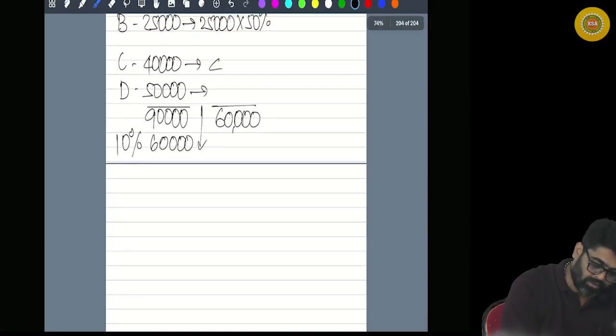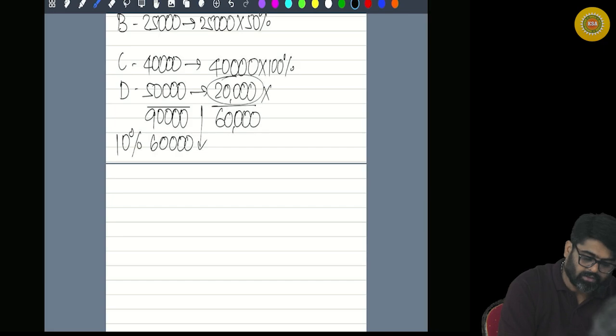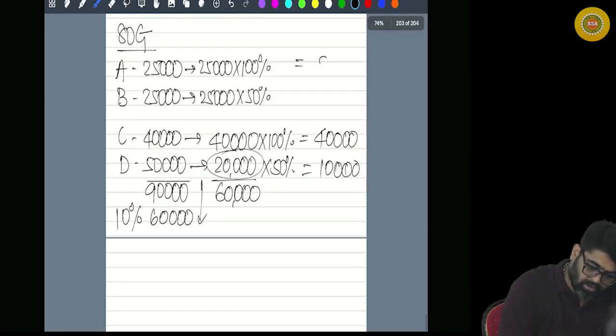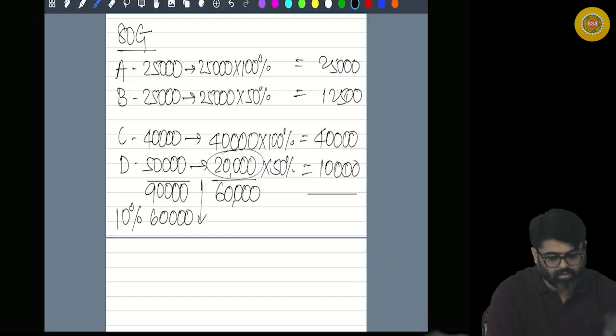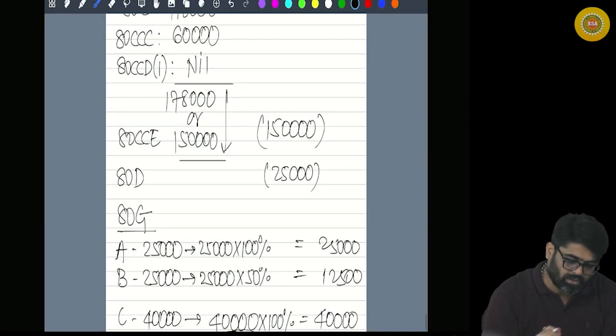So can I say 40 will fully qualify? And out of 50, how much should I qualify? Only 20. Because this 40 will be allowed 100% and this 20 will be allowed 50%. This will be allowed 40,000 and this will be allowed 10,000. And sorry, here it will be 25,000 and here it will be 12,500. Can you total all of them? 87,500 is the total amount of deduction under 80G.